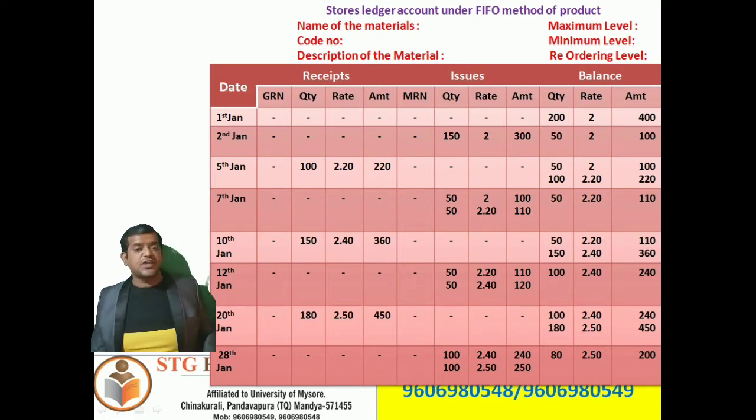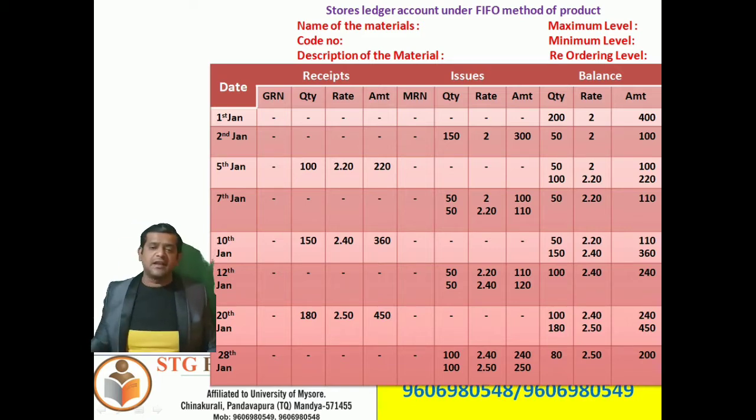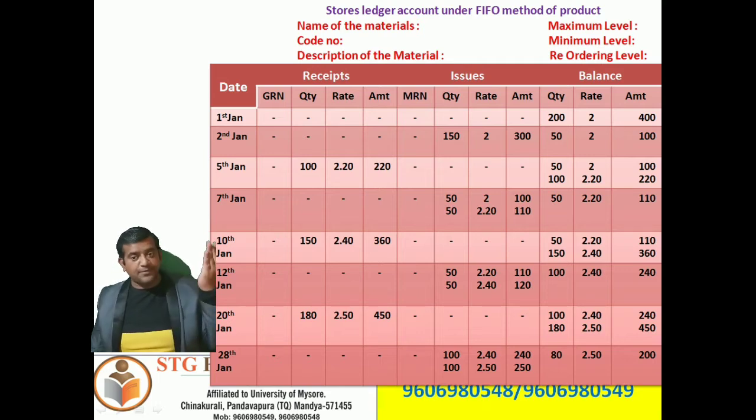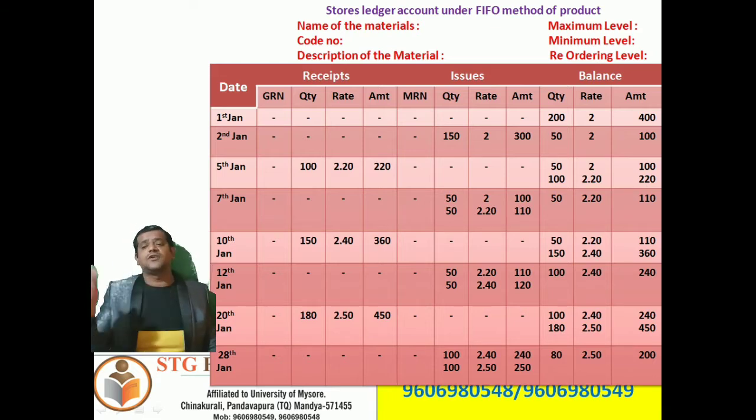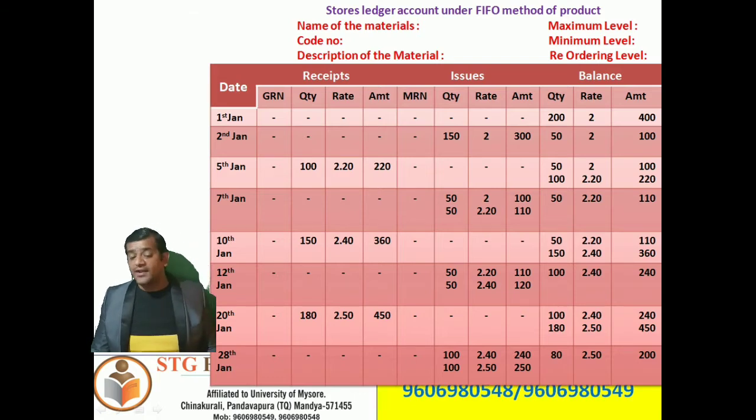On 7th January, receipts nil, and issues: there is no MRN number, there is an issue of 100 units. So first in first out: we are taking from the top of the immediate previous balance column. So 50 units at rupees 2, that is 100. Because I have to issue 100 units, the other 50 from the one below. So 50 into 2.20 is 110. So the balance will be 50 into 2.20, that is 110.